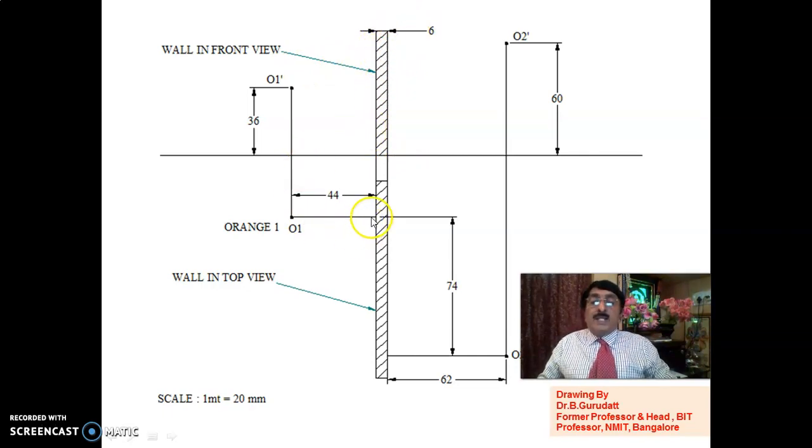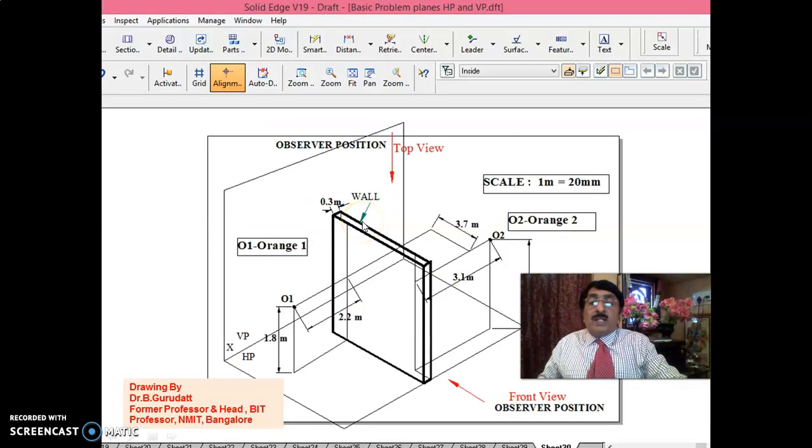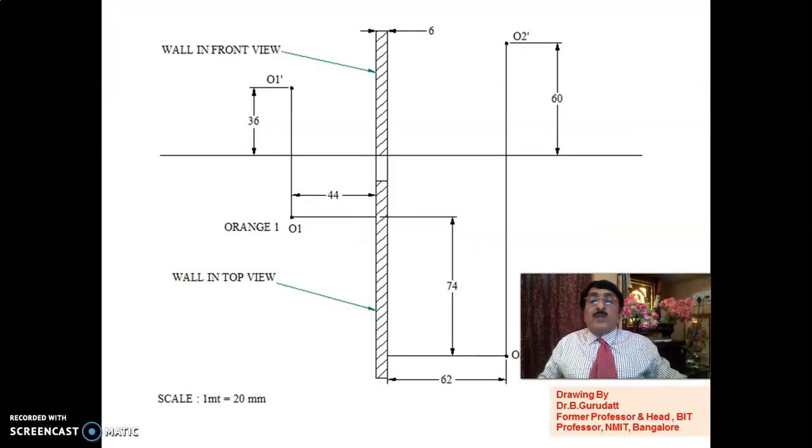Now you see it. Orange one, from the wall, it is 44 millimeter. 44 millimeter means, if you know, it is 2.2 meters. Okay, 2.2 meters from the wall. You take 2.2 meters. You locate O1. That is 2.2 meters means O1, orange one. You locate O1.